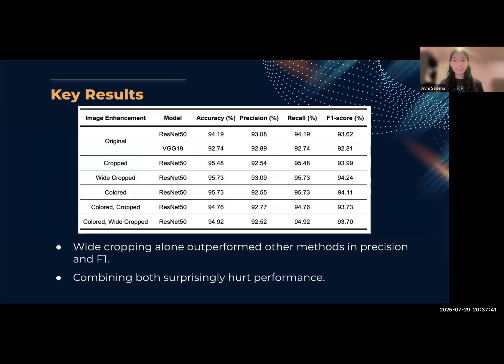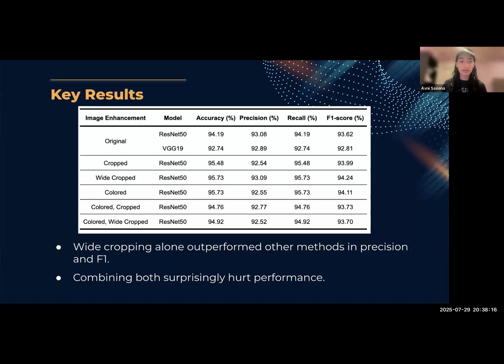So let's talk about our results. Here's what we found. The original data set, when we ran it through our models, gave us 94.19% accuracy. But when we used wide cropping or color enhancement, those each improved the accuracy up to about 95.73%. But surprisingly, when we used both at once, that actually ended up slightly lowering the accuracy. So this told us that some editing was helpful, but too much could actually end up erasing those more important details. You can see that wide cropping is what gave us the best balance between being correct and also not missing anything.